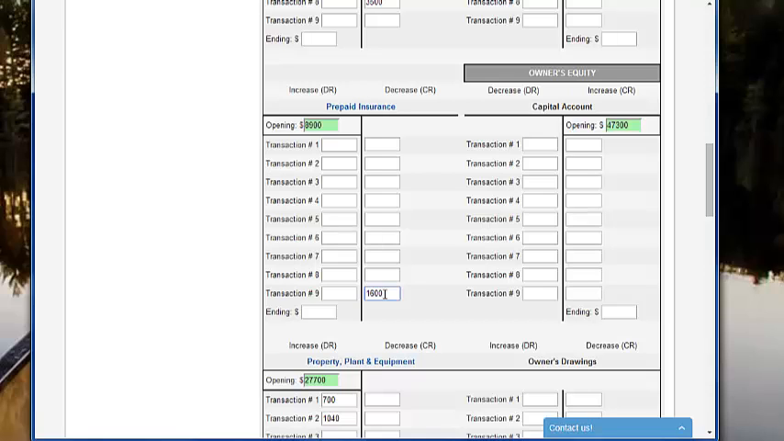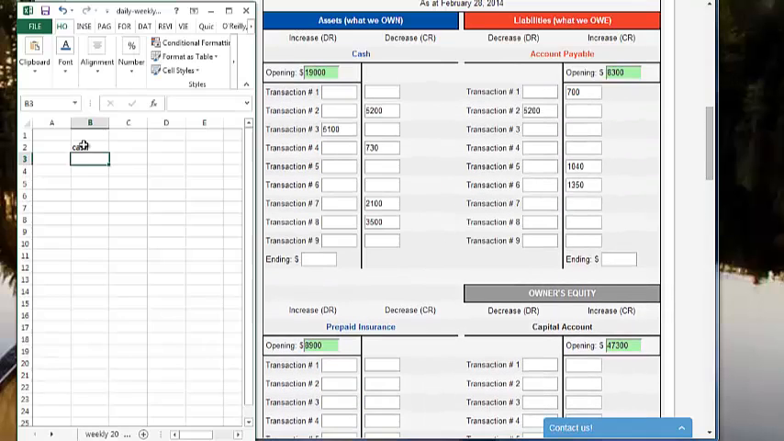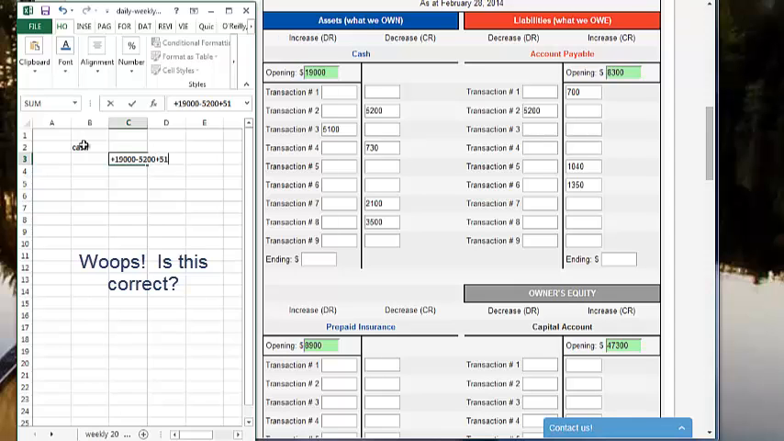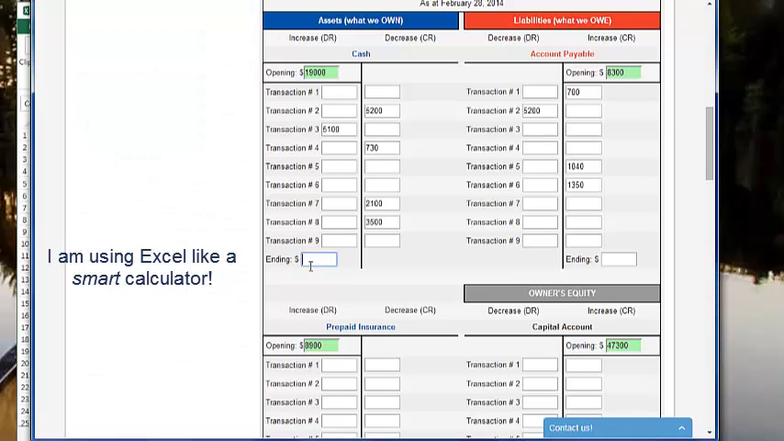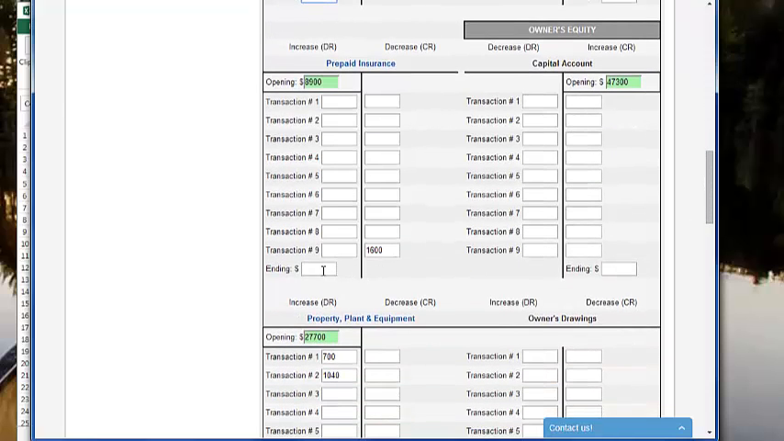Okay, now I need to figure out my ending balances. So for cash, I have 19,000 plus minus 5,200 plus 5,100 minus 730 minus 2,100 minus 3,500, or an ending balance of 12,570. Prepaid insurance, I have 8,900 minus 1,600, so that is 7,300.